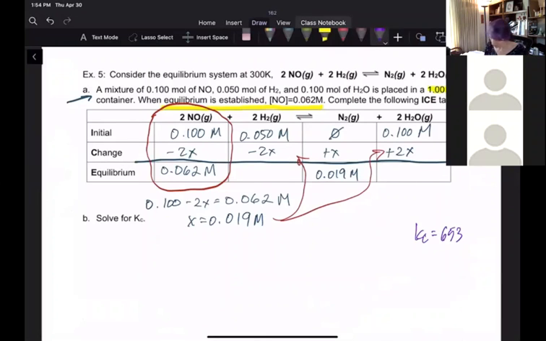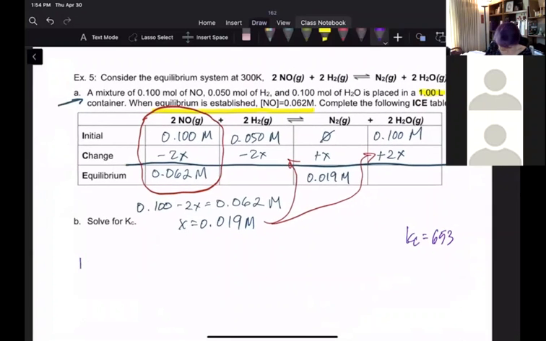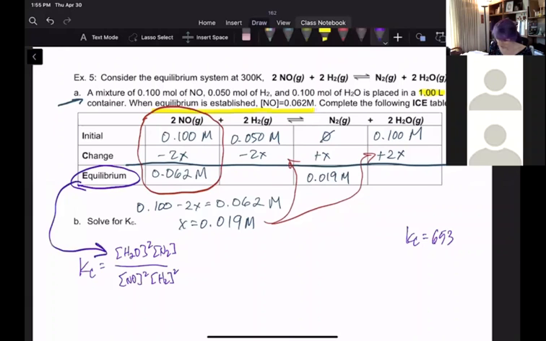So we have to plug this in. We know that the Kc is H2O squared N2 over NO squared H2 squared. So we have to plug in this line of concentrations into there.